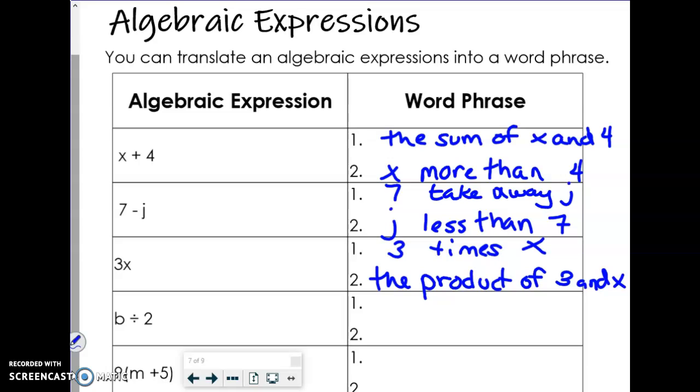Next one we've got is division. Go ahead, Haley. The quotient of B and 2? Yeah. Great. Awesome. I love those higher level math words like quotient and sum. Okay. Katie, could you give me another one for division? Divided by 2? Absolutely.